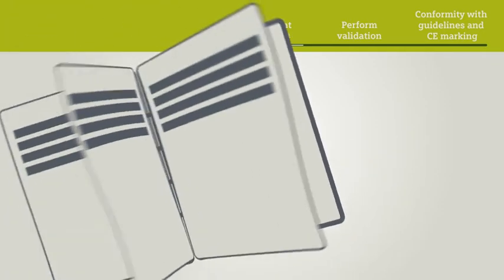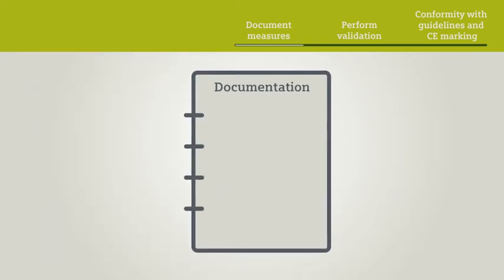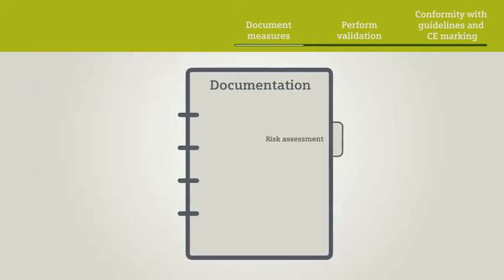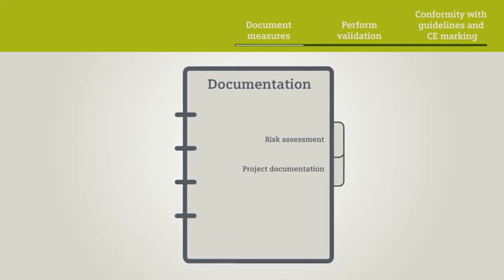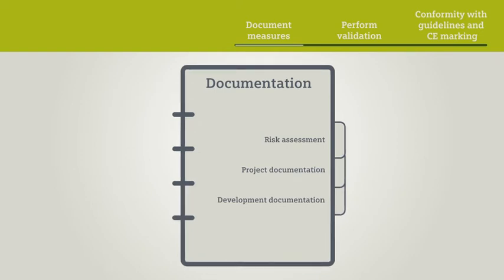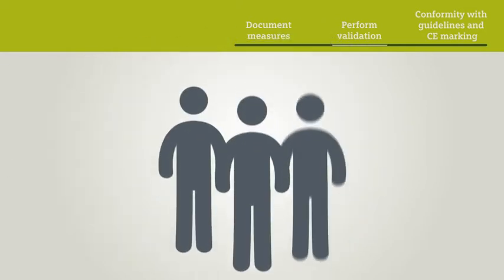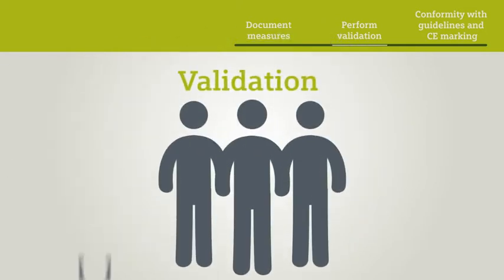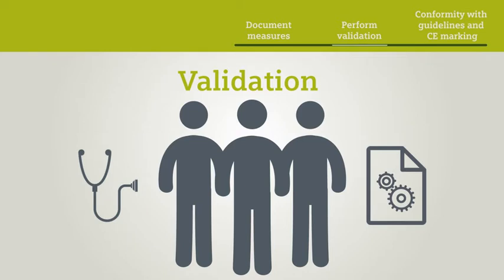The technical documentation has to contain the following elements: risk assessment, project documentation with performance specification and validation plan, development documentation with test plans and test reports, all relevant operating instructions. Parallel to the project, the team is to start as early as possible with validation tasks. Objective of the validation process is to verify that the implemented safety functions contribute as required to the risk reduction.